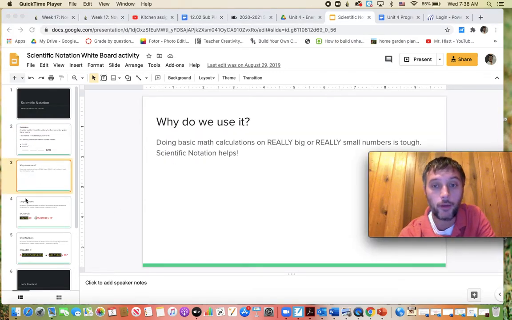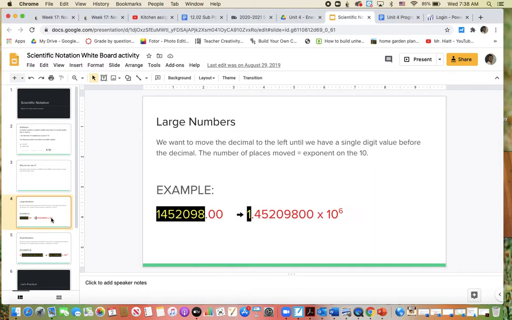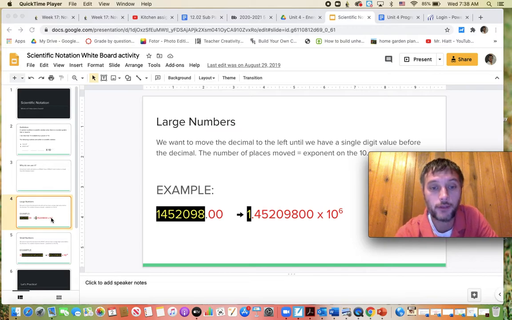So, like I said, why do we use it? Because they're really, really big numbers or really, really small numbers, so that makes doing the math cumbersome. It's easy when you're writing 17 zeros to drop one and actually only have 16, or key in the wrong number of zeros on your calculator. So let's look at how we put big numbers into scientific notation.